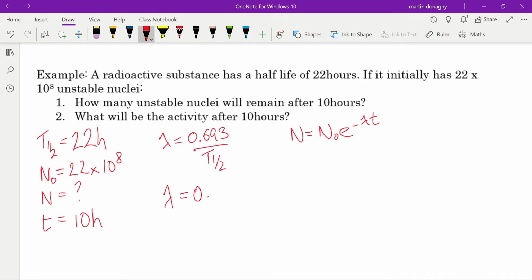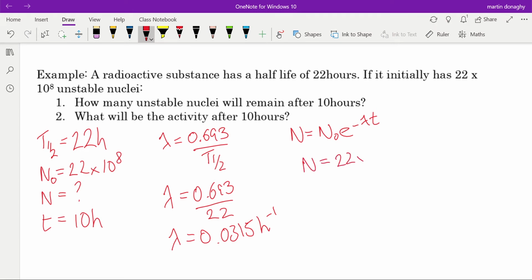So if I put in T in hours, I can do that, and I'm going to do that to begin with here. And that will give me a decay constant that is not in seconds. So 0.0315 per hour. Okay. Now that's okay because when I use this equation then in some of my values, N equals N naught, 22 by 10 to the 8, e to the minus lambda, which is 0.0315 per hour multiplied by 22.